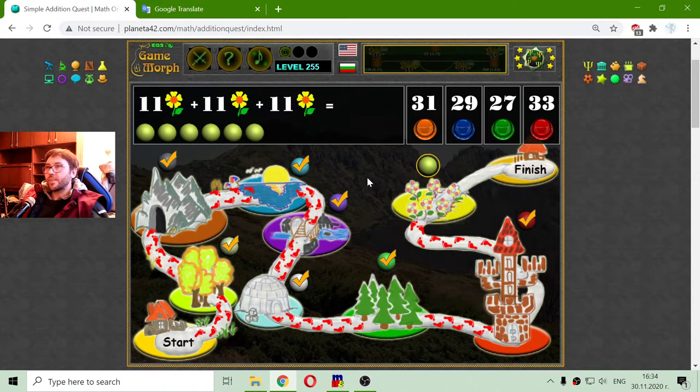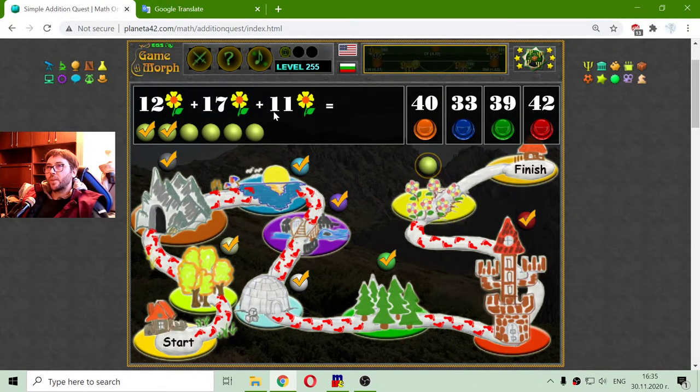This is some flowering garden. And I have 11 plus 11 plus 11 flowers. This is 11 multiplied by 3. That should be 33. Okay. 10 flowers plus 15 flowers, 25 flowers. Plus 12 flowers, 37 flowers. There it is.